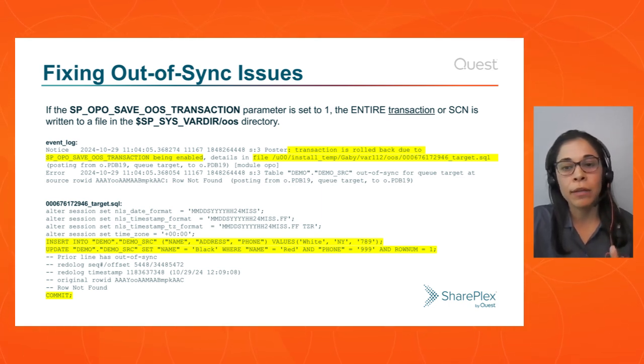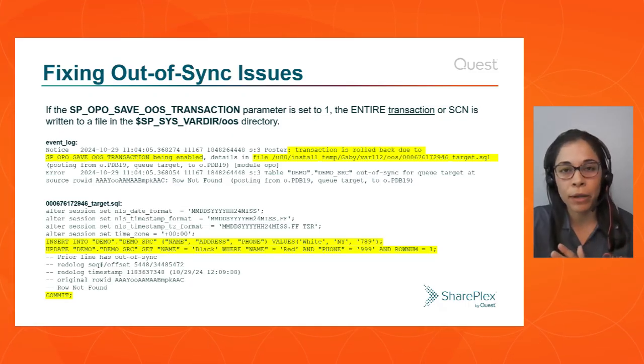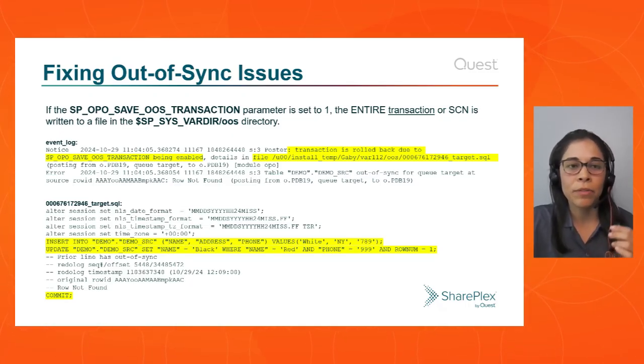information, all operations in that transaction are going to be rolled back. But no problem, it also saves these transactions in a SQL file in the vardir oos directory on the target system. Here you can see the message logged in the event log, for example. It shows that the transaction has been rolled back, and also where the file is. You will find an SQL file and the path where it has been created.